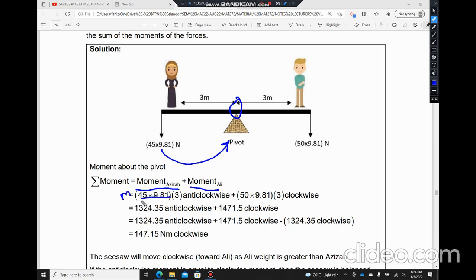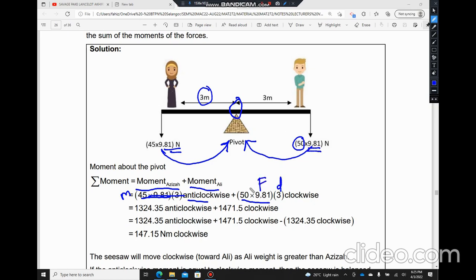Okay, the moment here is 45 multiplied by 9.81, because we want to convert to the unit of Newton, and then multiplied by 3, because this one is 3 meters. If you look from here to here, the direction is anti-clockwise. Then we add Ali. Ali is from here to here. So looking at Ali here, 50 multiplied by 9.81, because his weight is 50. We convert to Newton, so we multiply by 9.81 and then multiply by D.